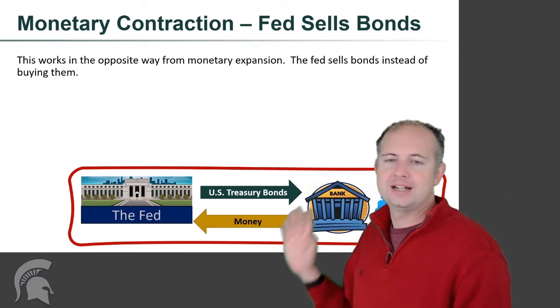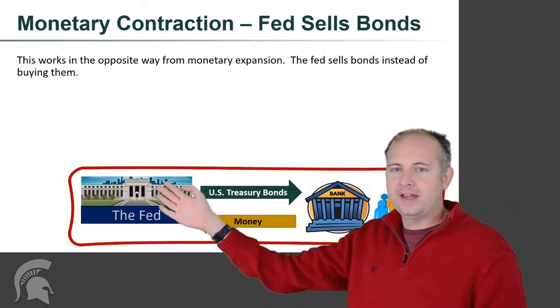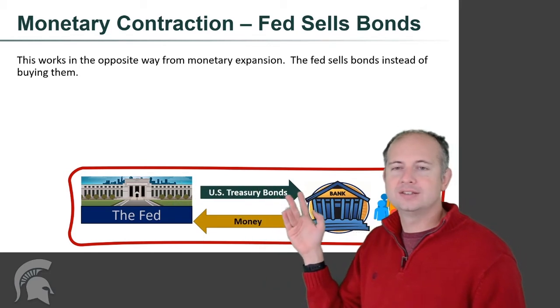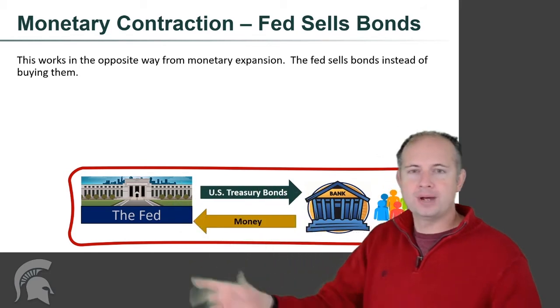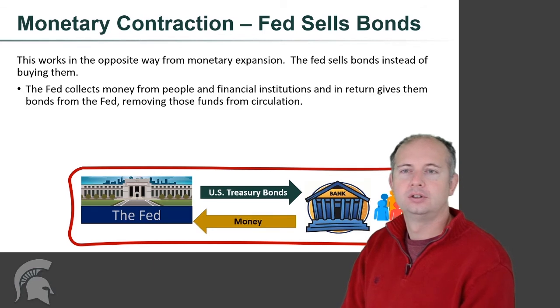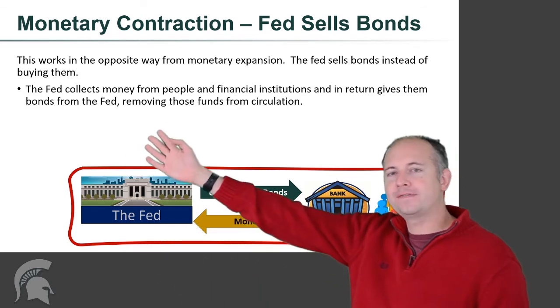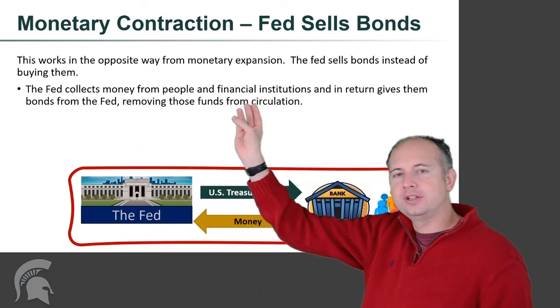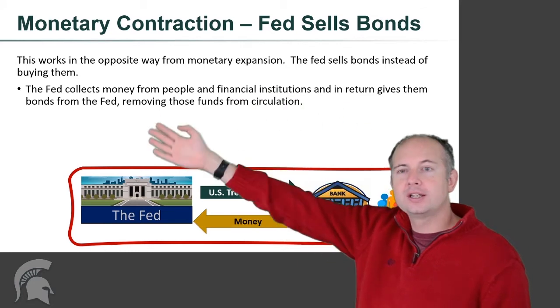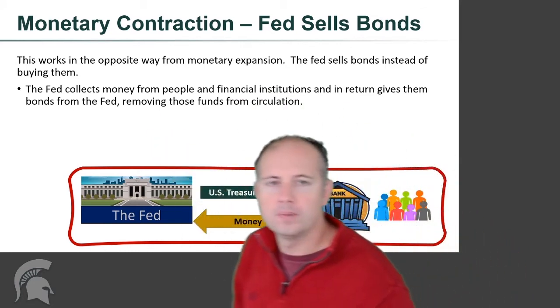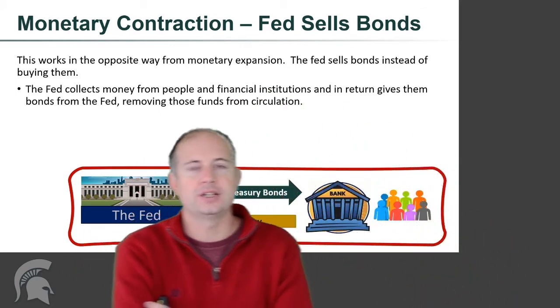So this is now taking money out of circulation. The bank now has U.S. Treasury bonds, and they've lost some money out of their reserves. So the Fed collects money from people and financial institutions, and in return gives them bonds from the Fed, removing those funds from circulation.